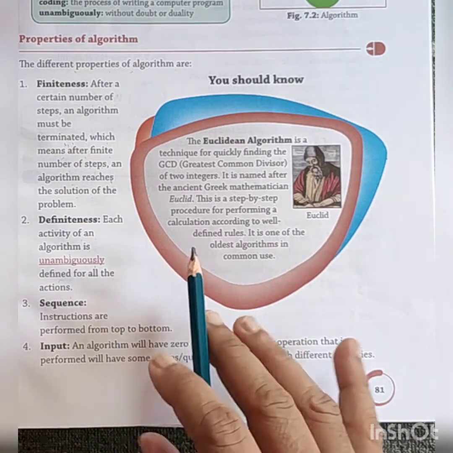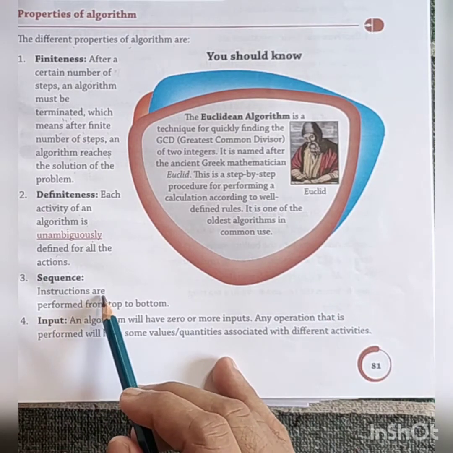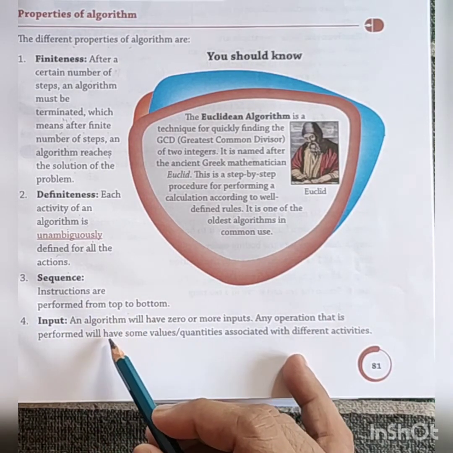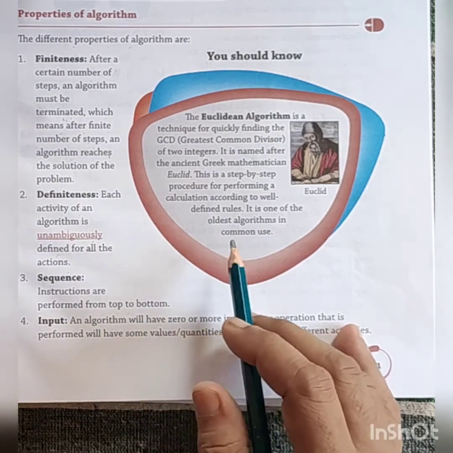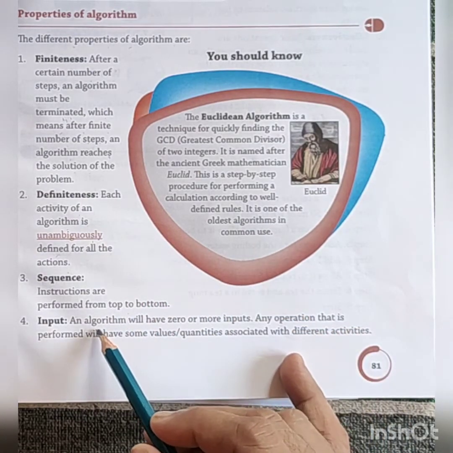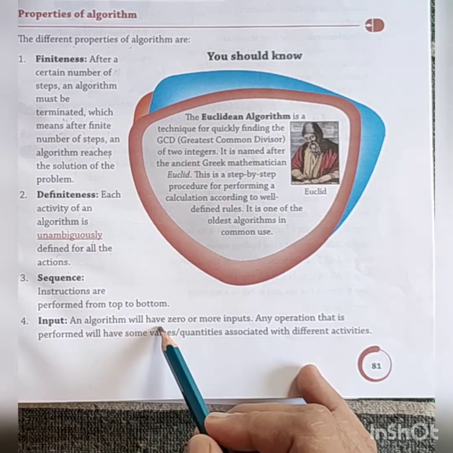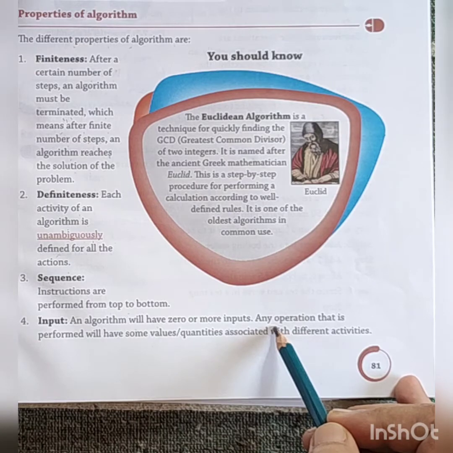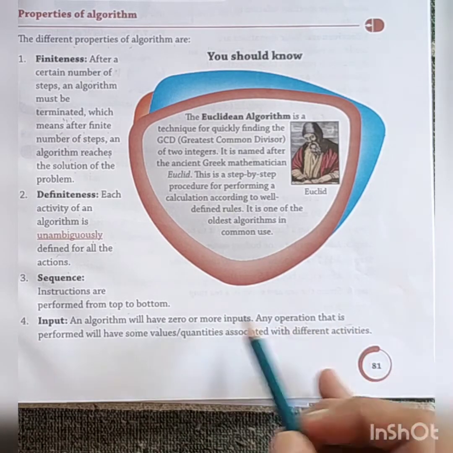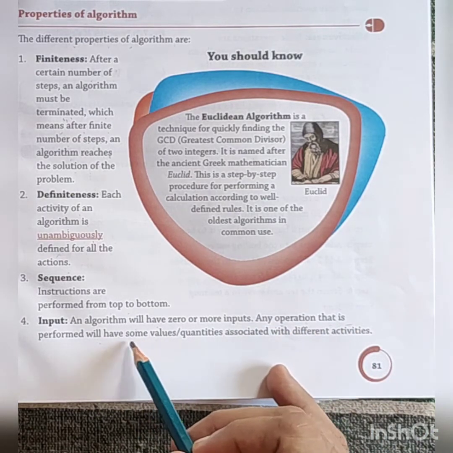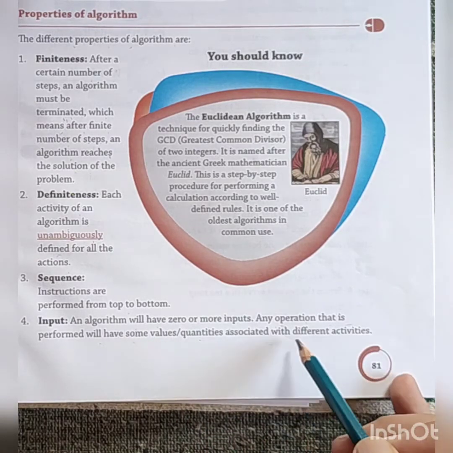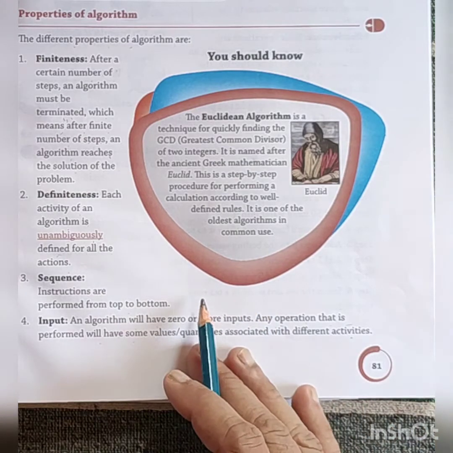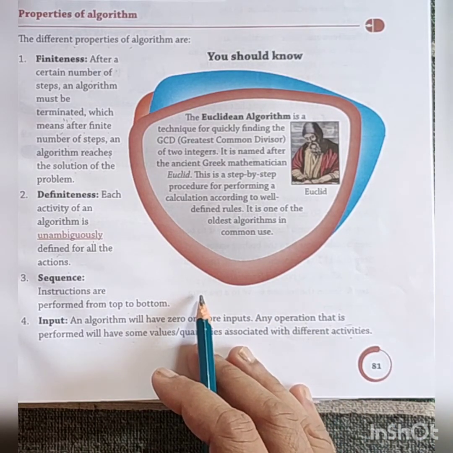Next is sequence. Instructions are performed from top to bottom. So there should be some relation between the instructions, and some order in the instructions. Then input. An algorithm will have zero or more inputs. So you will have to take the inputs. Any operation that is performed will have some value or quantities associated with the different activities. So these are the properties we should follow whenever we are making an algorithm.